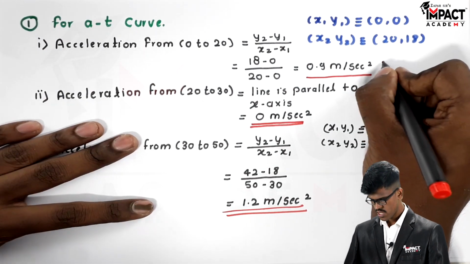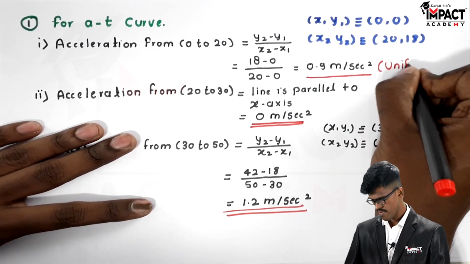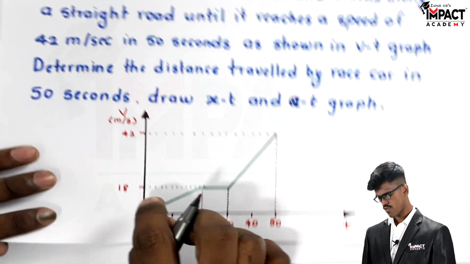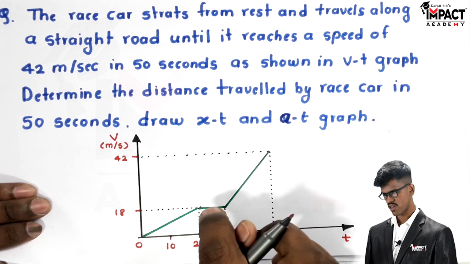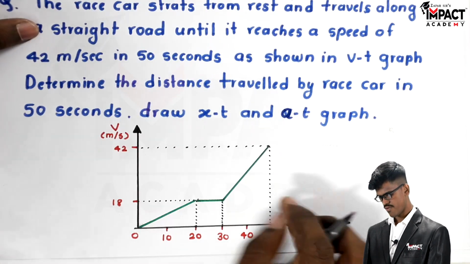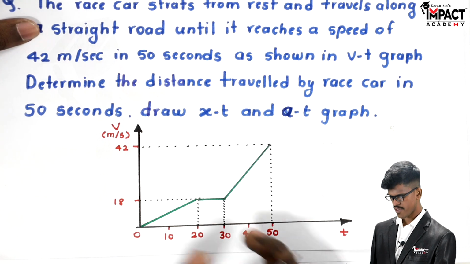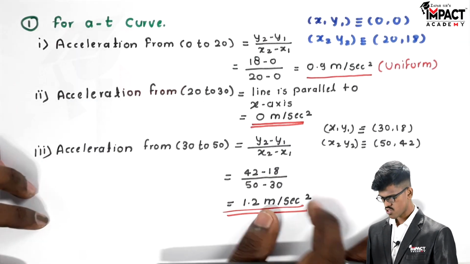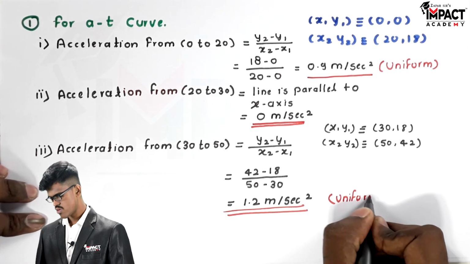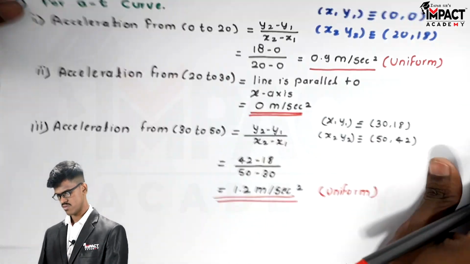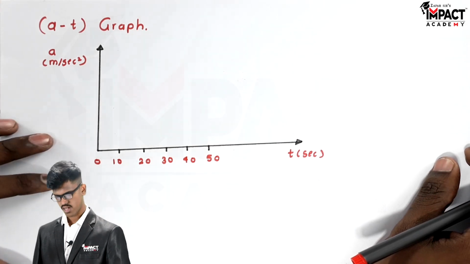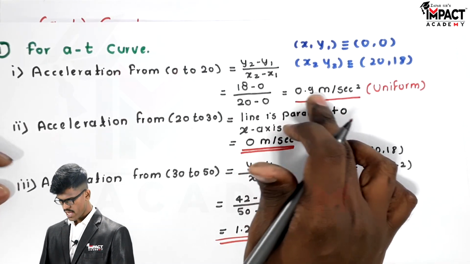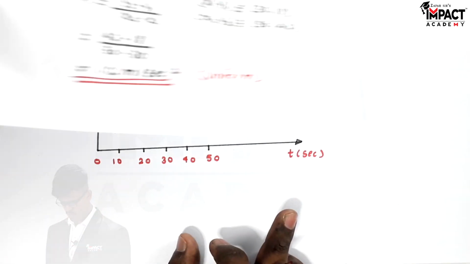So here it is a uniform acceleration because the rate of change of velocity remains constant. Okay, and for time interval 30 to 50, the rate of change of velocity is also constant, so acceleration is also uniform. So let's draw the graph. Okay, so we get the value 0.9 and the maximum value is 1.2.